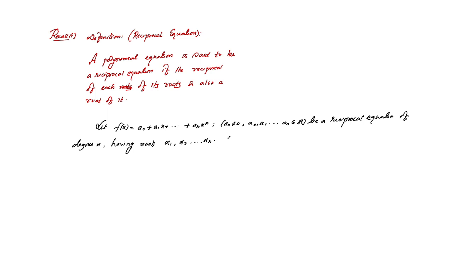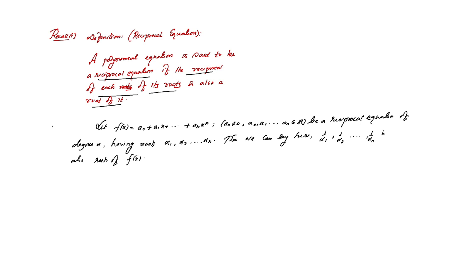Then we can say 1 by alpha 1, 1 by alpha 2, ..., 1 by alpha n are also roots of f(x), as it is a reciprocal equation. So what I said: a polynomial equation is said to be a reciprocal equation if the reciprocal of each of its roots is also a root. So that is basically our first observation.